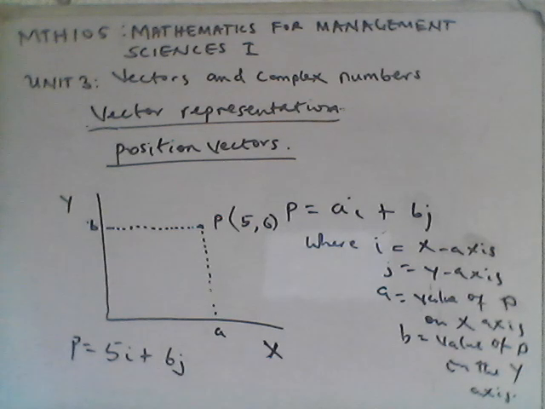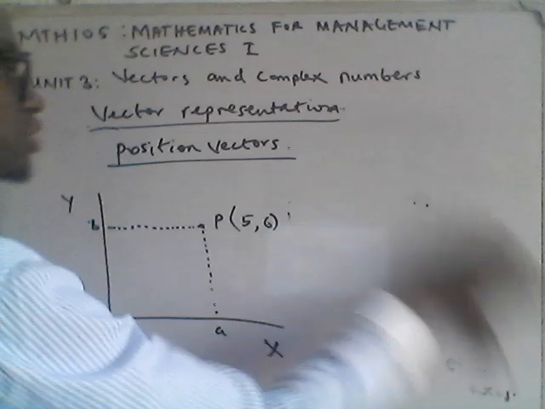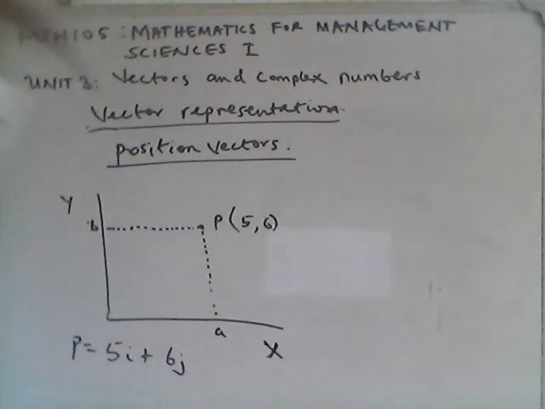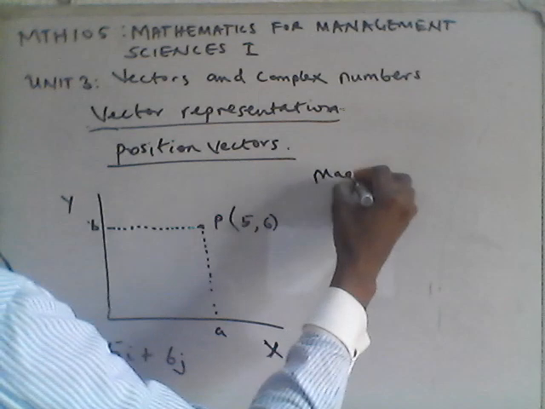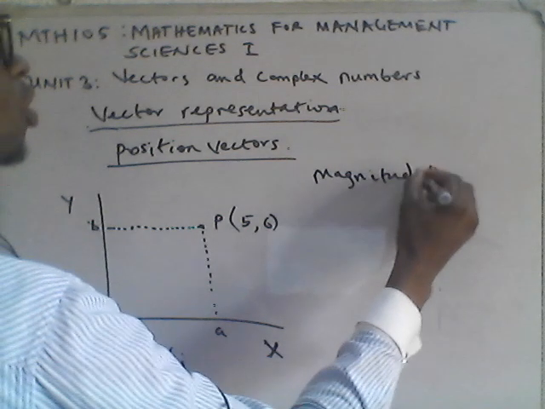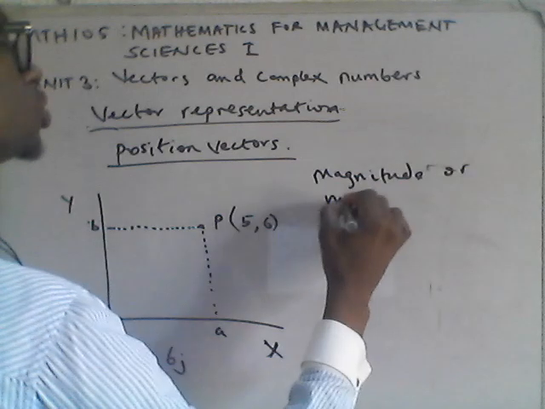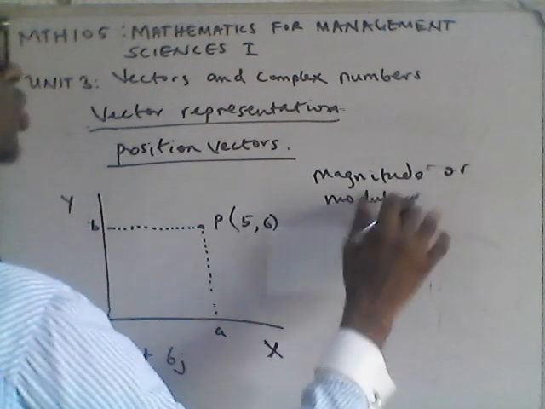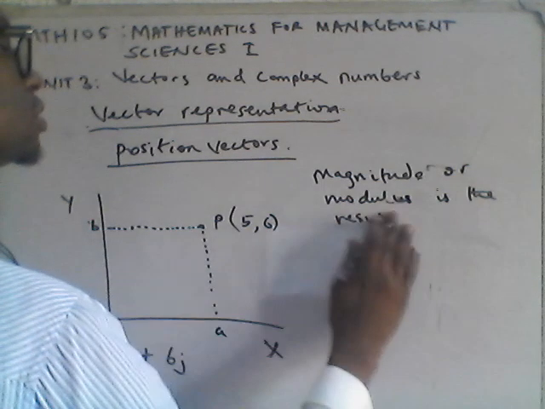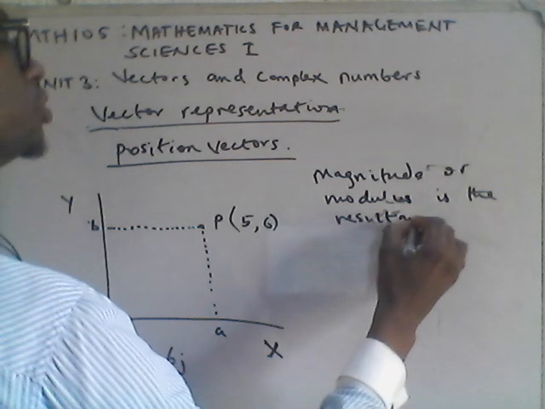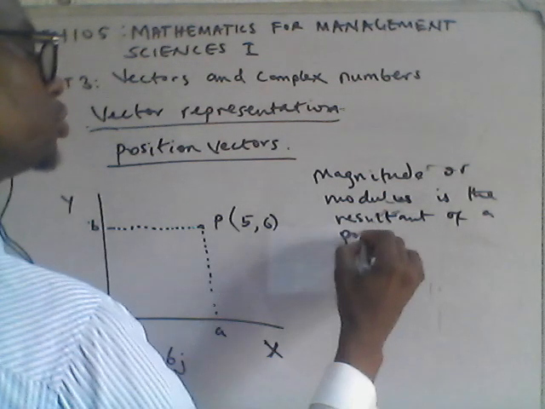Now, if I'm asked to calculate what we call the magnitude or modulus, I'm introducing a term here, magnitude or modulus. Magnitude or modulus is actually a resultant number that can replace these two numbers and have the same effect as those numbers. So magnitude or modulus is the resultant of a positional vector.